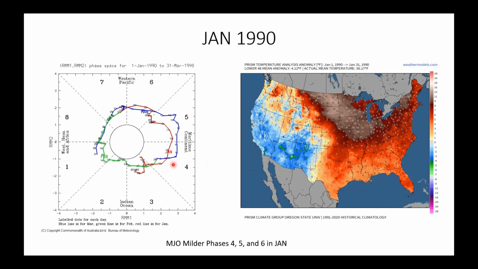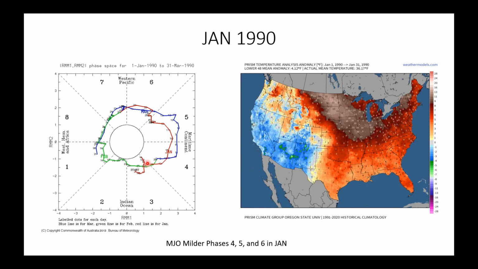What was the MJO doing? This is the January to March 1990 phase diagram on the left. Let's pay attention here. So we're going to look for January. January color on this phase diagram is going to be red. So what happened in January? Well, this is totally explaining what happened.